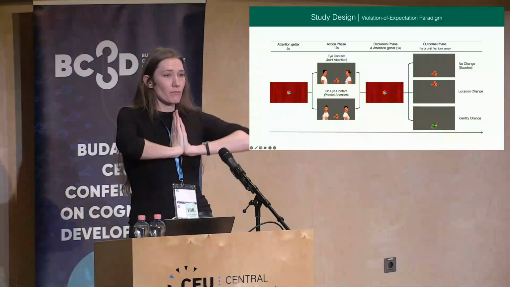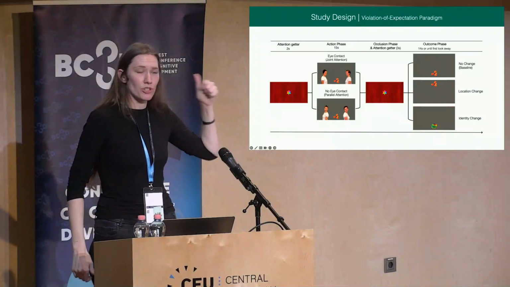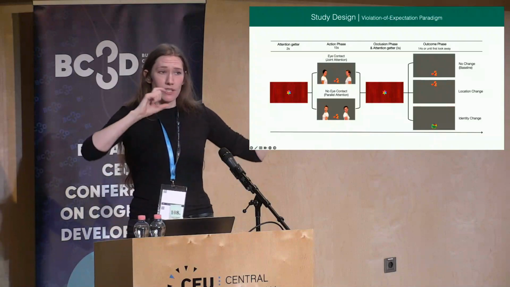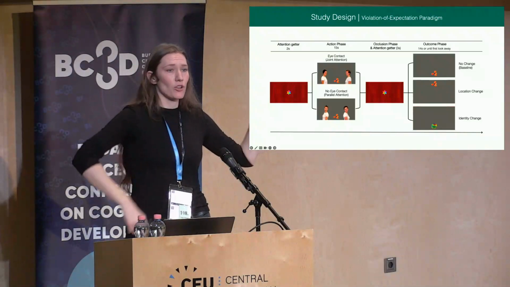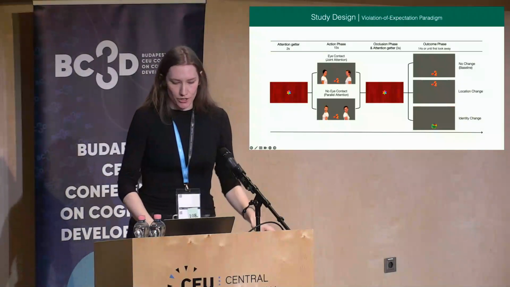Then the scene was occluded before it revealed 1 of 3 different outcomes. Either nothing had changed, the same object was shown at the same position, that was the baseline, or the location had changed, so now the same object was positioned at a different screen location, or a completely novel object was shown, that was the identity change condition.